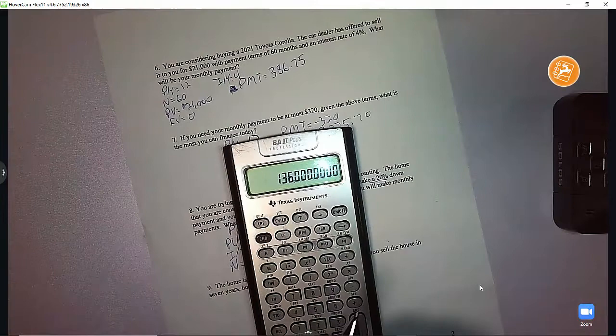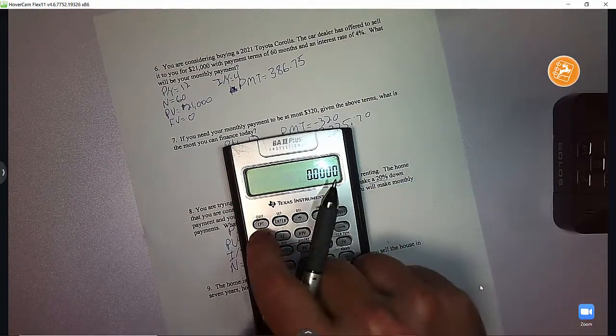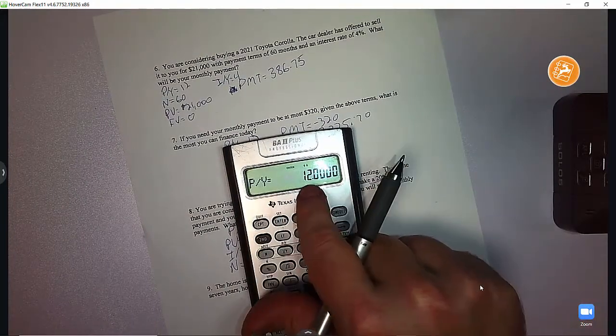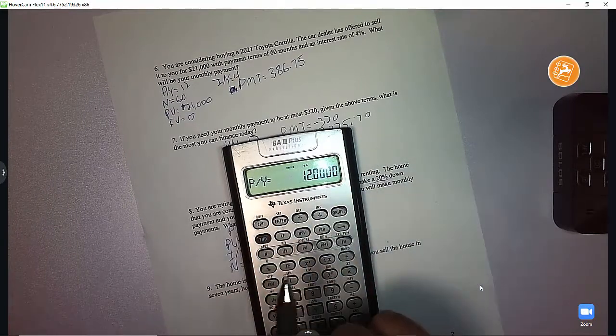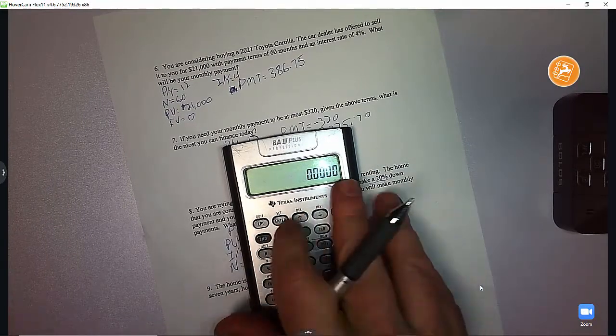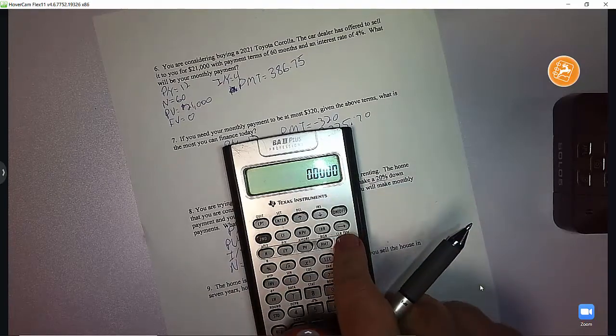So in my calculator, like I said, I'm going to start off by pressing second and I/Y, just to make sure that that is 12. If it's not, type in 12 and press enter and you'll be good there. I'm going to clear out my time value of money variables.